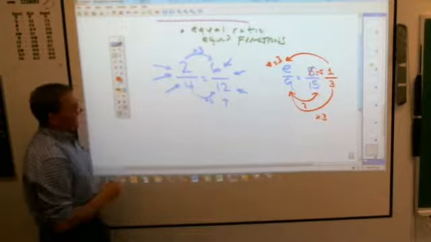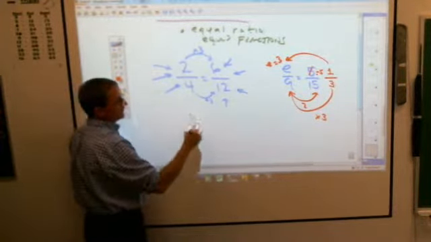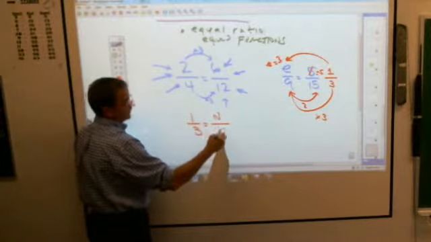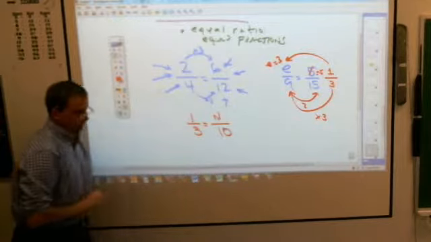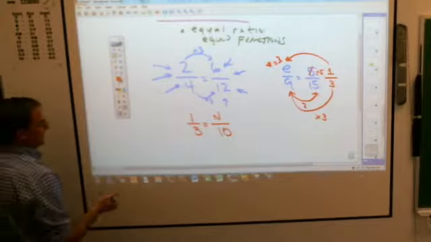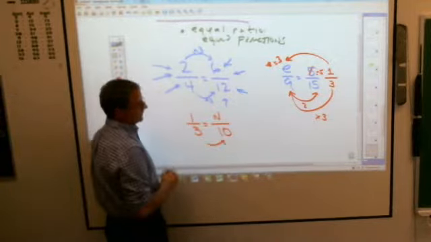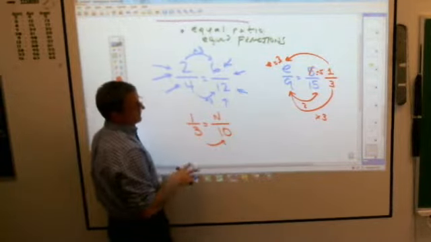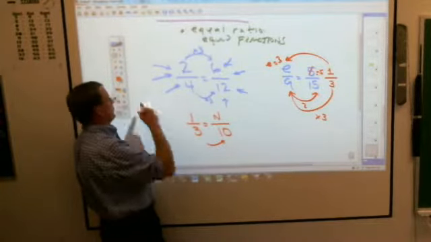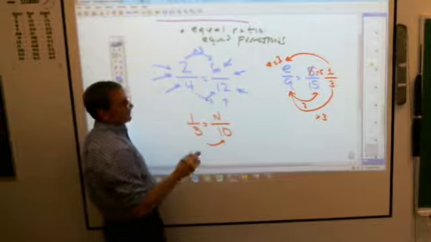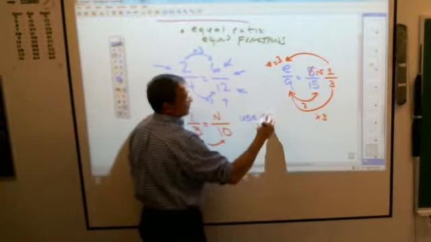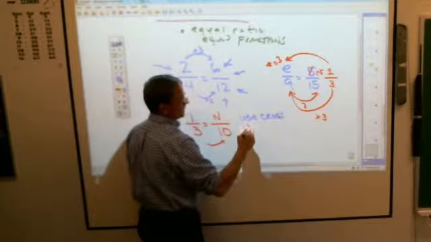Now the question we have though is this. What if I can't find something? What if I have 1 over 3 equals what number over 10? So you look at it and you go, well, I can't go from 3 to 10. It would be a fraction sort of thing. And you can't reduce 1/3. It's already reduced. So you have to use what we call cross products.